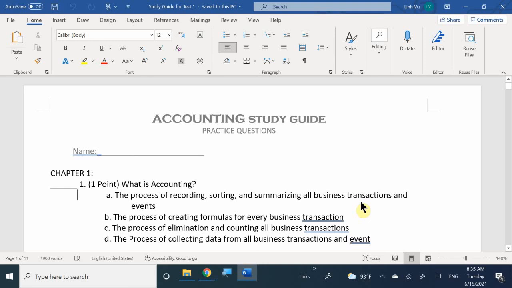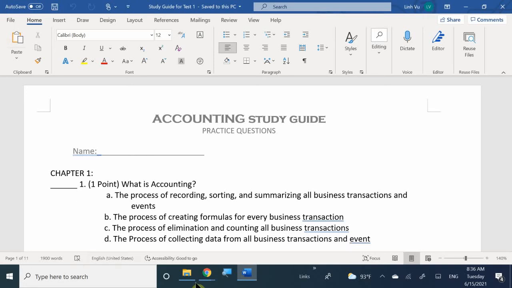Okay, so, right, chapter 1 was basically the intro to accounting. Okay, so what I want to test from you on chapter 1 is pretty straightforward, right?